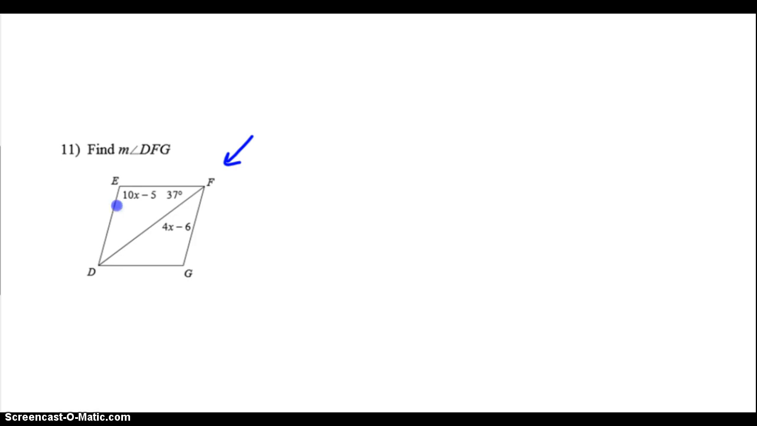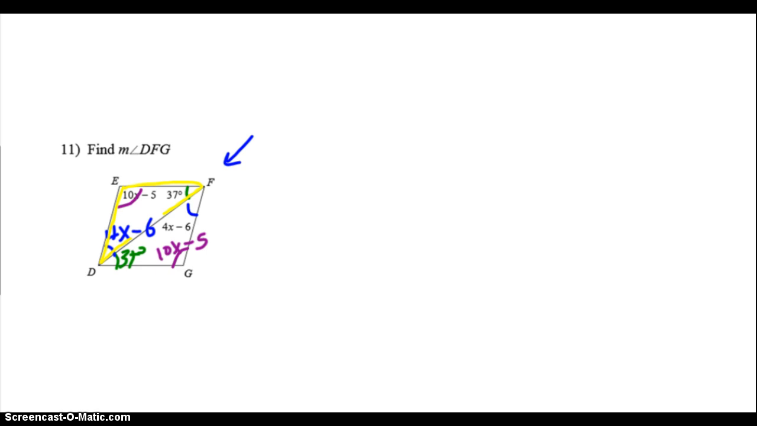I know that the opposite angles, excuse me, of a parallelogram are congruent. So maybe I'll fill in 10x minus 5. Okay. I also know that this angle and this angle are congruent. That's 37 degrees. I also know that, let's see, this angle and this angle are congruent. So this is 4x minus 6. Okay, and now, wait, it looks like I've got this triangle here. Okay, just like before. With the 10x minus 5, the 37 degrees, and the 4x minus 6.